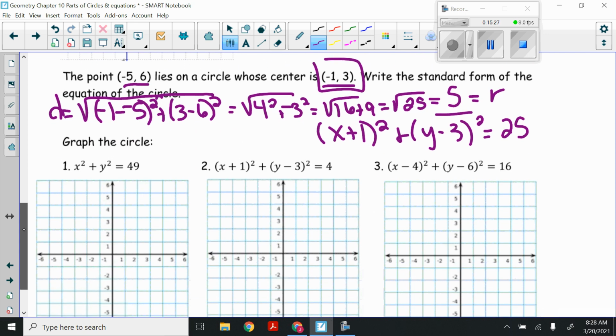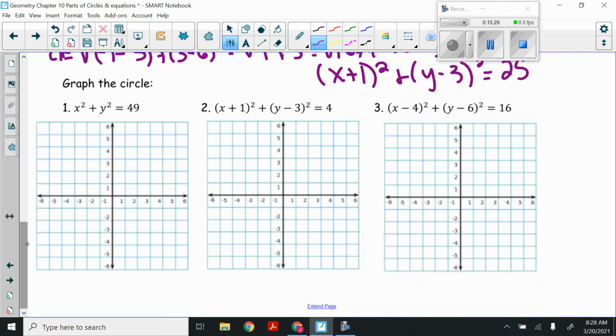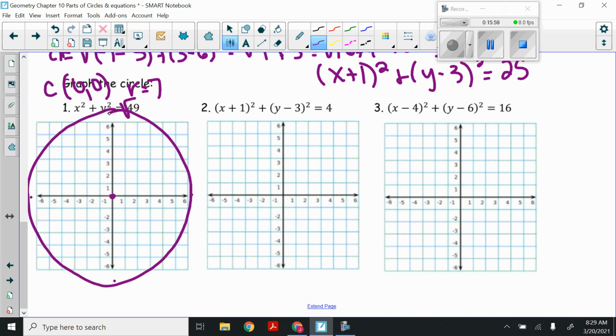The last thing we're going to do is graph some circles. In order to graph a circle, you need the center and the radius. So here, number 1, x squared plus y squared, my center is 0, 0. Equals 49, so my radius, square root of 49, is 7. So to graph it, I plot my center, 0, 0. From my center, I go out my radius, 7, in all 4 directions. So this one is really going to be off our graph. And then I connect those. I draw my circle through those.